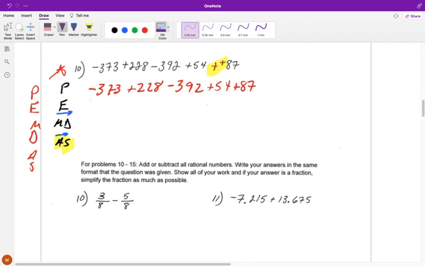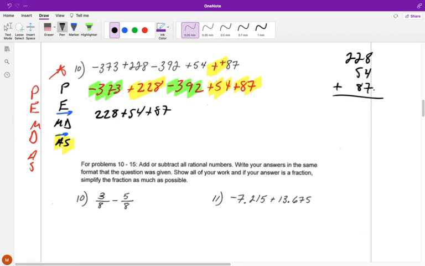So what we're going to do is I'm going to just highlight my like signs. So all my positives I'm going to highlight in yellow, and all of my negatives I'm going to highlight in green, and I'm just going to add those first. So it's going to be 228 plus 54 plus 87. I'm going to focus on those first. So I add them. 8 plus 4 is 12, plus 7 is 19. 1 plus 2 is 3, plus 5 is 8, plus 8 is 16, and 1 plus 2 is 3. So when I add all my positives together, I got 369.